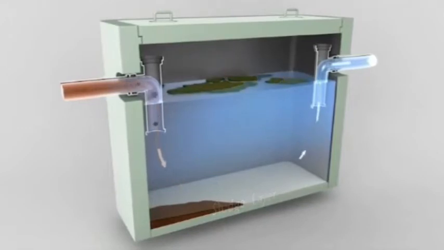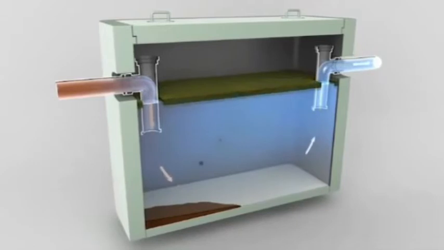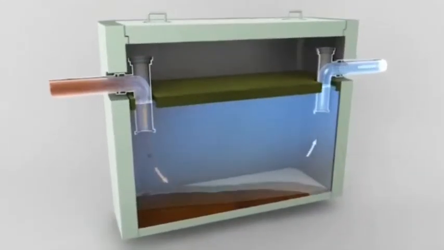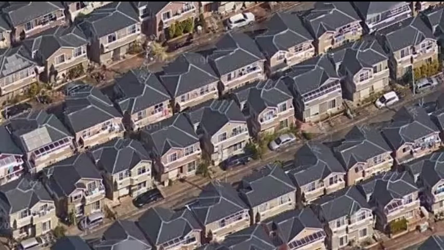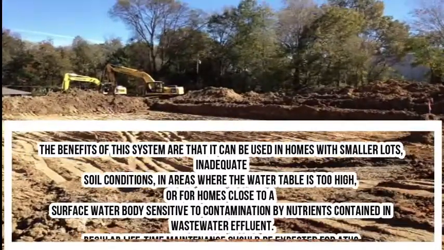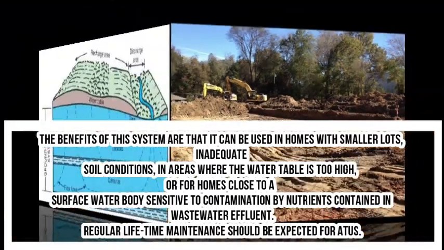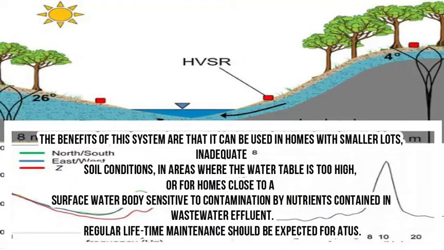Some aerobic systems may also have a pre-treatment tank and a final treatment tank, including disinfection to further reduce pathogen levels. Benefits of this system are that it can be used in homes with smaller lots, inadequate soil conditions, in areas where the water table is too high, or for homes close to a surface water body sensitive to contamination by nutrients contained in wastewater effluent.